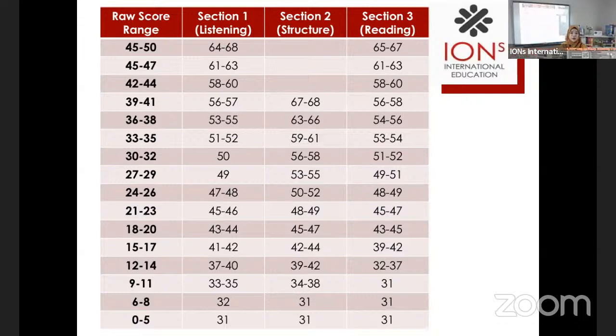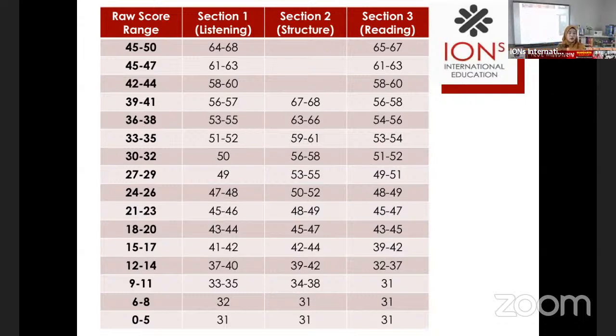Jadi bisa menghitung. Oke, jadi sebelum tes teman-teman bisa menghitung kalau mau target skornya segini, misalnya 500 atau 550, itu harus benar berapa tiap sectionnya, listening, structure, and then reading. Kira-kira aku harus benar berapa ya? Okay, so that you can measure yourself. You can also prepare yourself. Jadi teman-teman harus tahu strength and weaknesses.